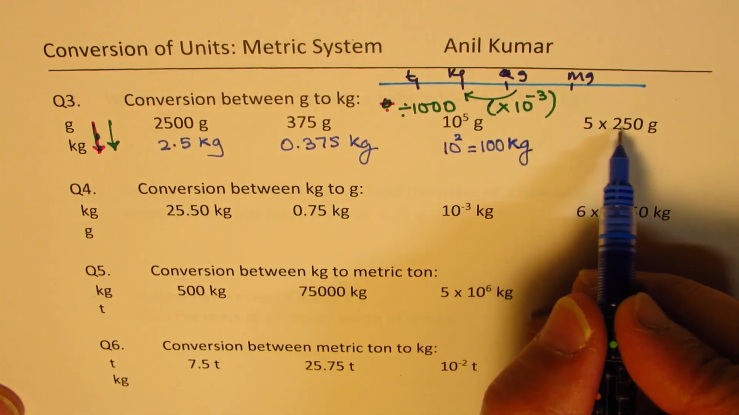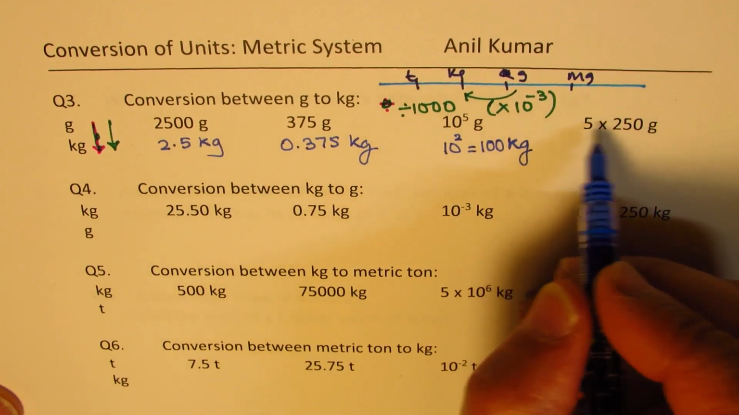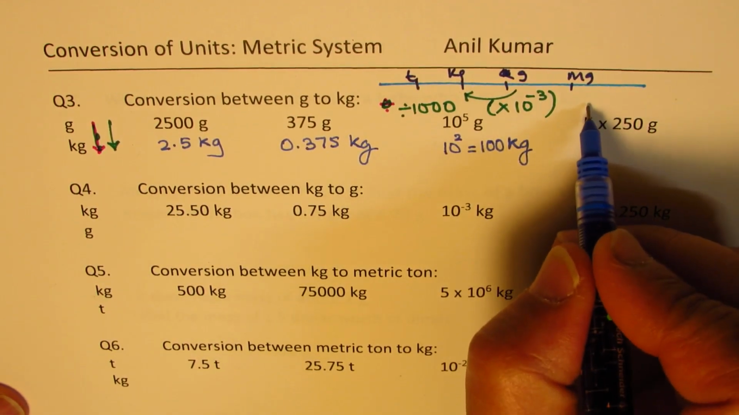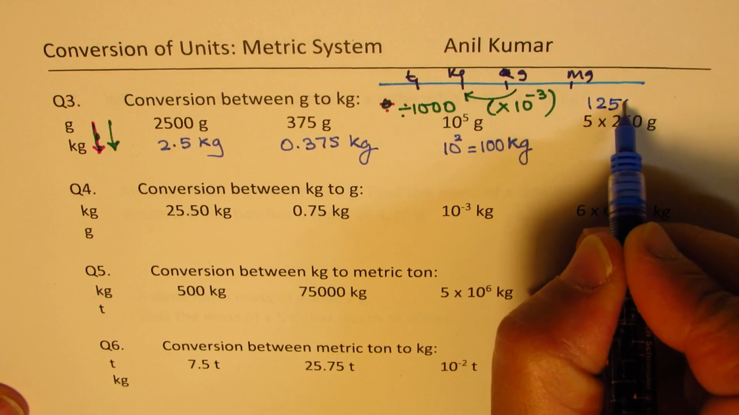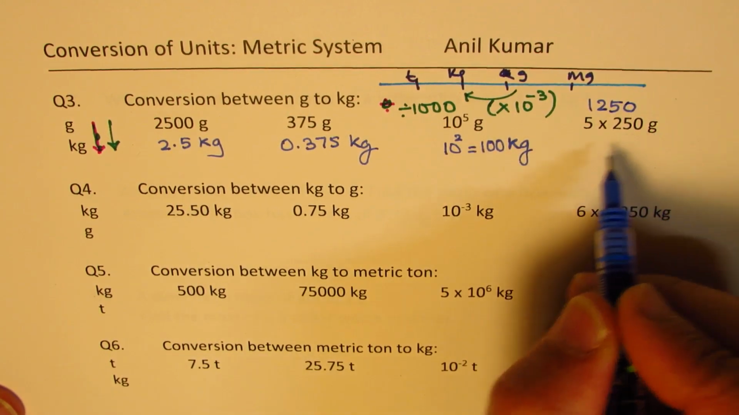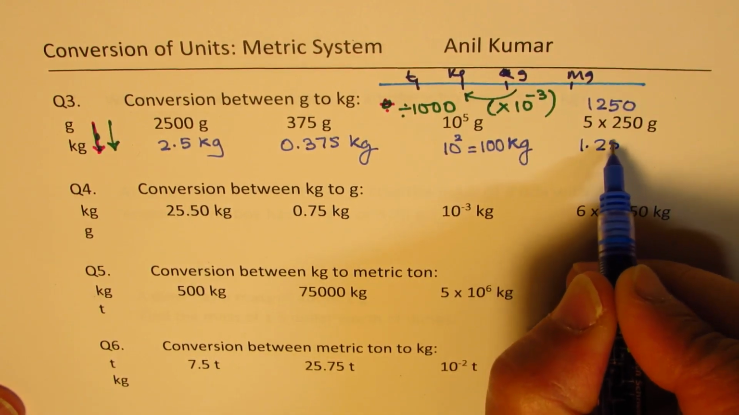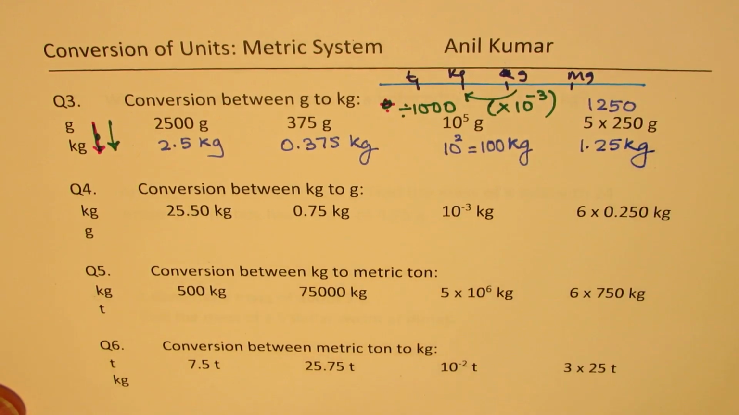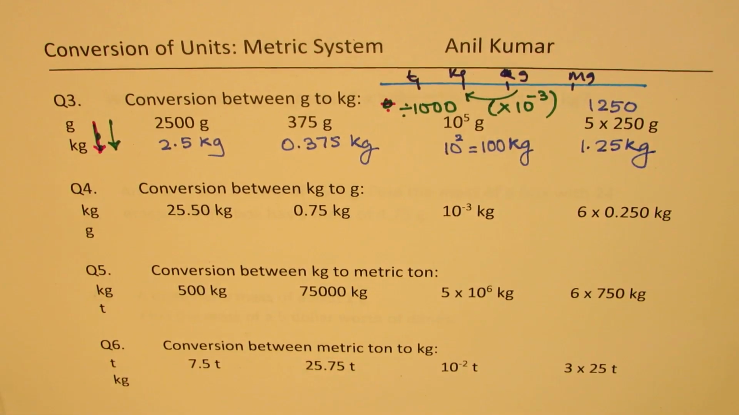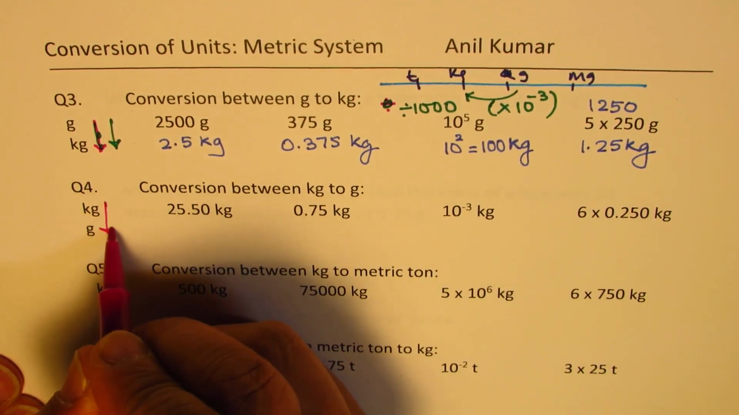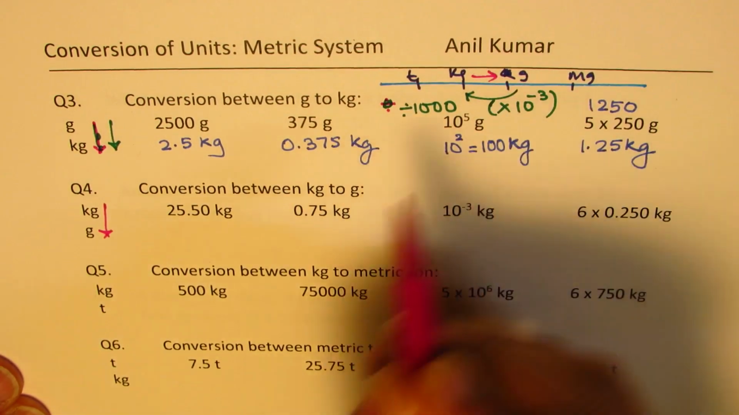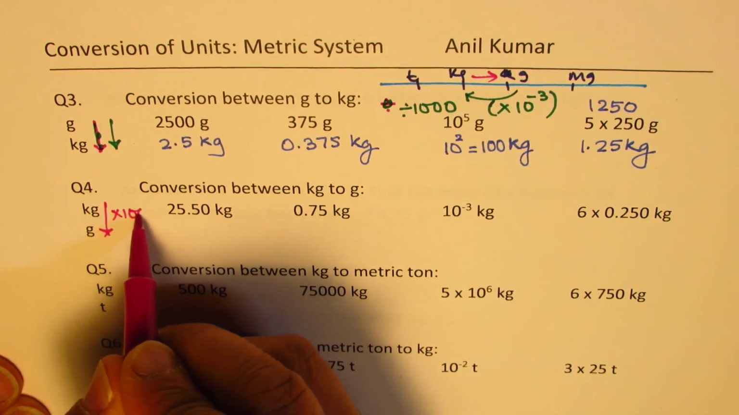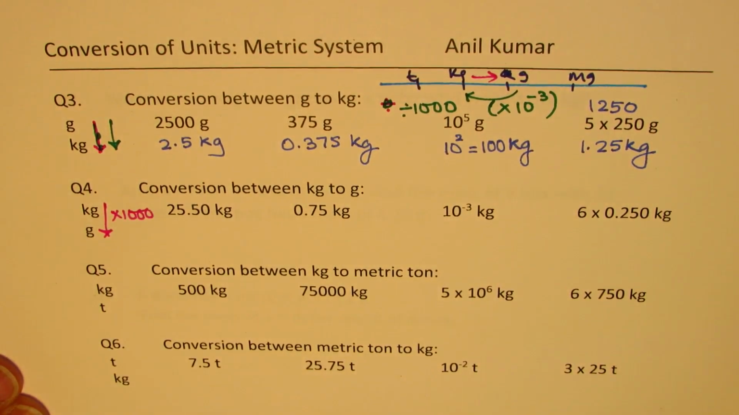Here we have 5 times 250, right? So 5 times 250 is going to be 1250, correct? 1250 grams is 1.25 kilograms. Clear? So that is how we are going to convert it. Now, we have to convert from kilograms to grams. That is, moving in this direction will multiply by 1000 each. Is that clear to you?